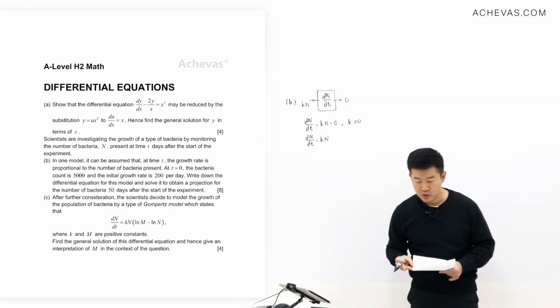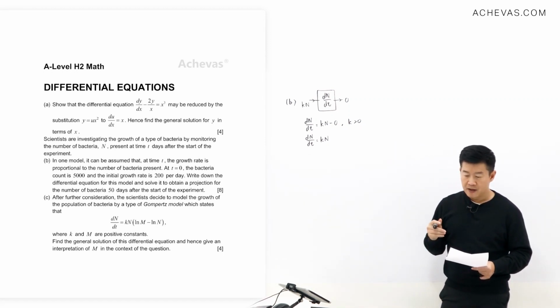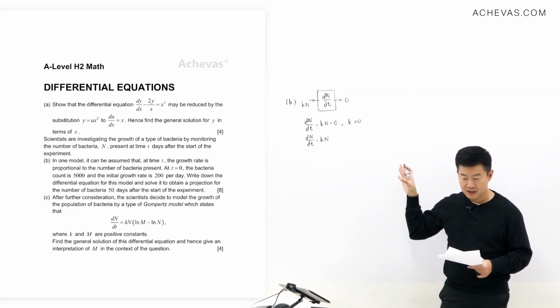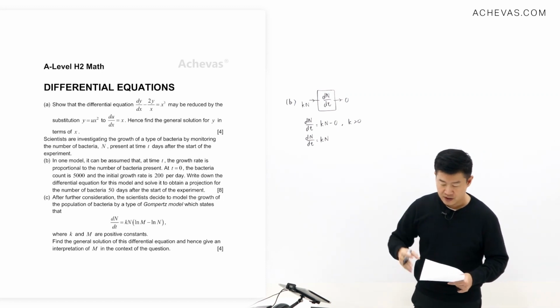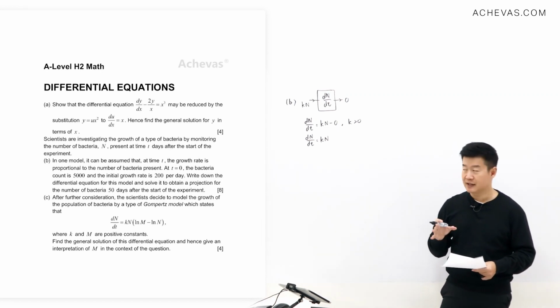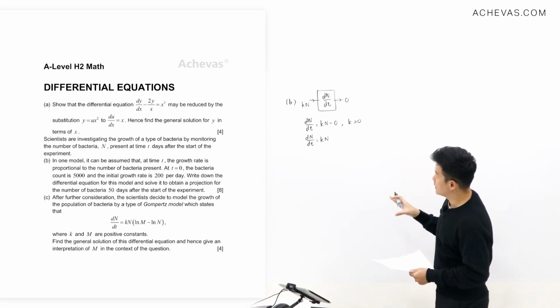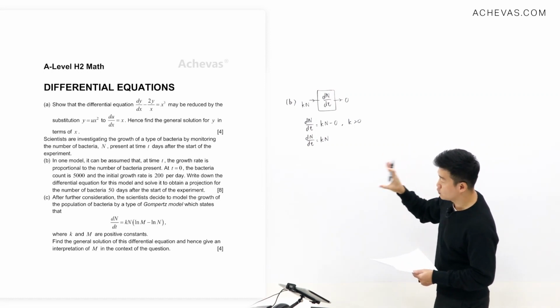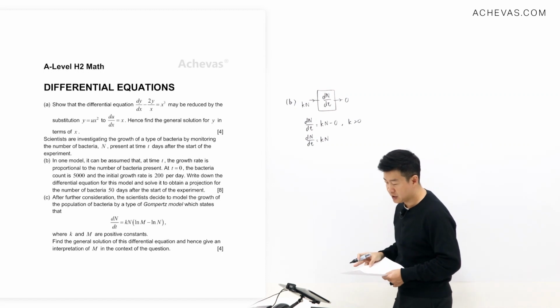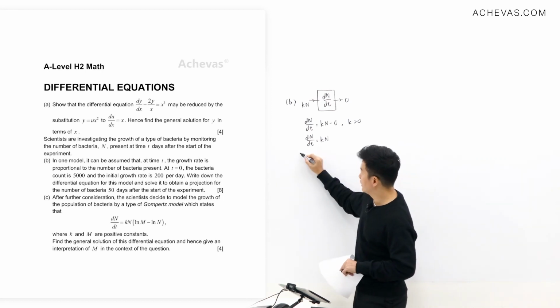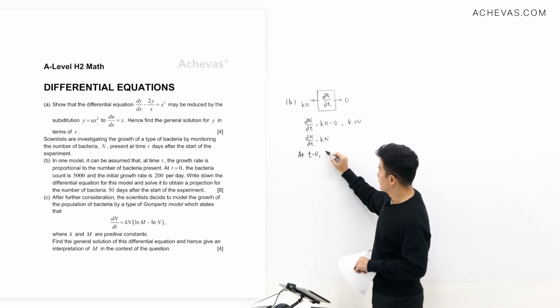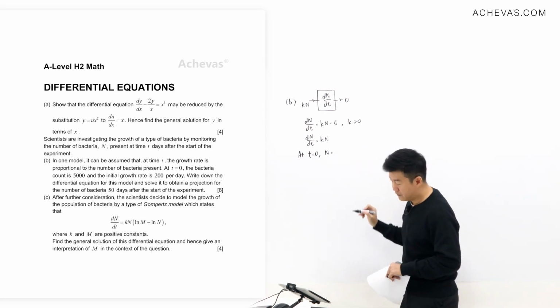What we are going to try to do is write down the differential equation which we have just done, and we are supposed to solve this differential equation so that we do a projection of the number of bacteria in 50 days' time. So let's see what we can do for this equation first. The question did mention to us that at time t equal to 0, the bacterial count is 5,000. Let me write that down. So at t equal to 0, initially, the number of bacteria is 5,000.